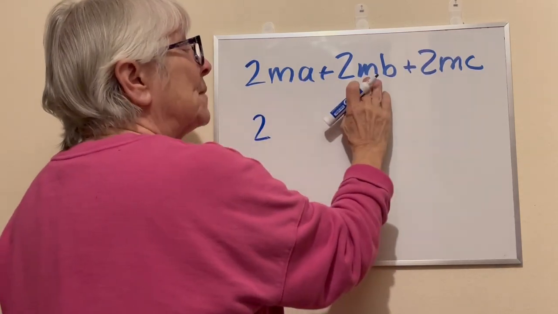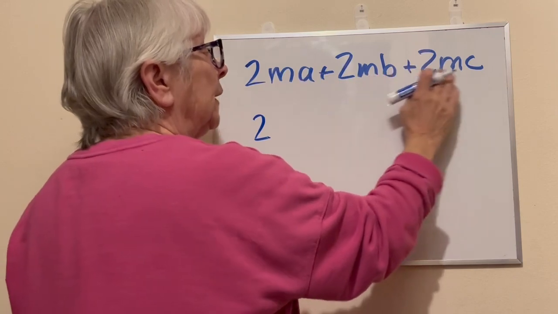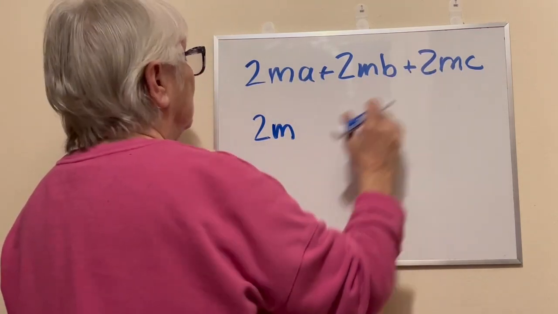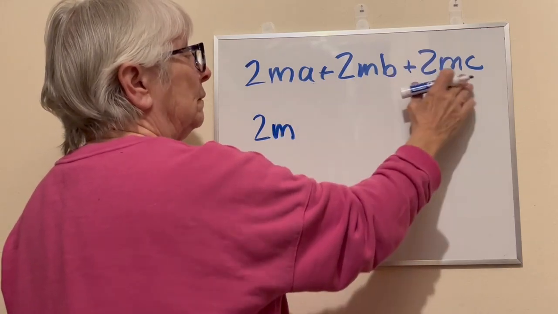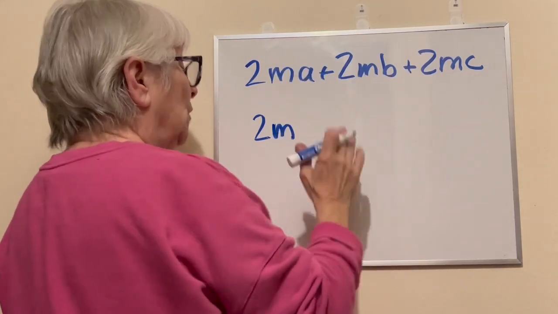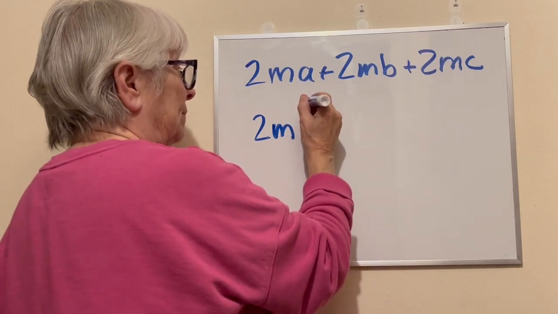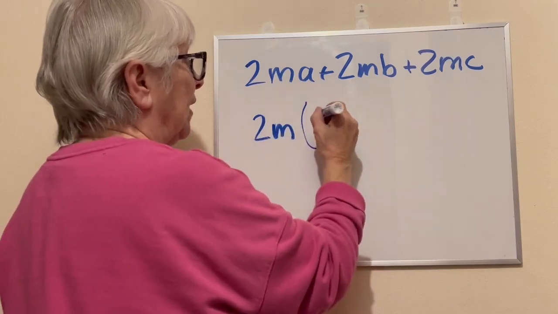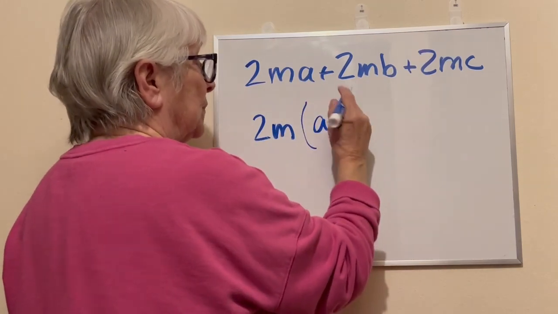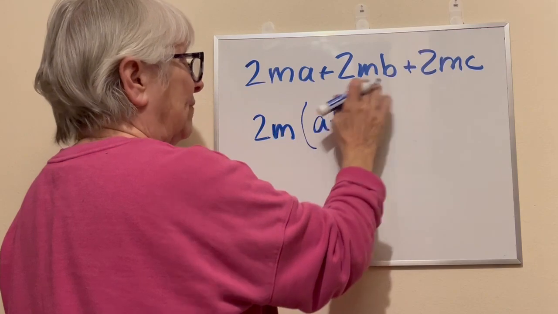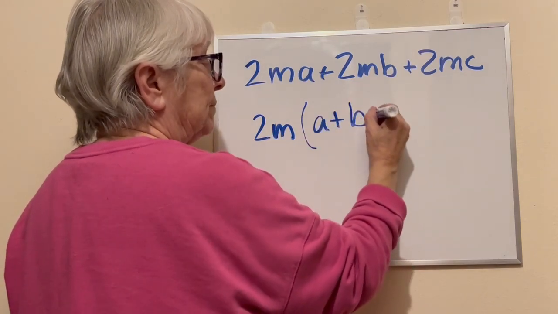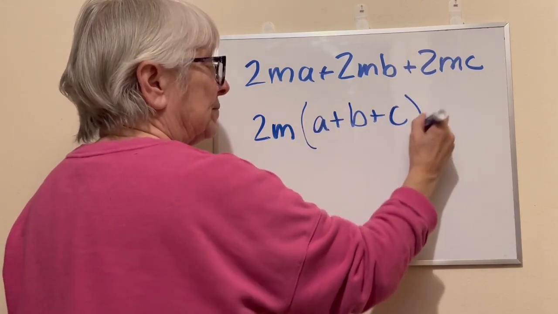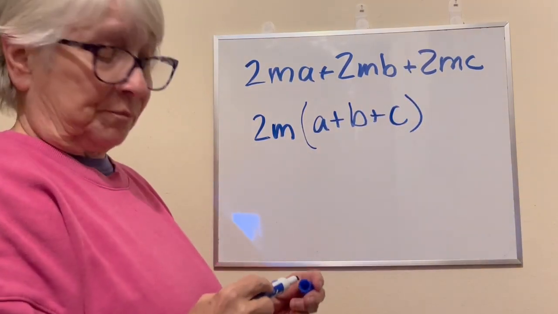I can factor an m out because there's an m to the 1 in everything. Is there an a in everything? Nope. A b? Nope. C in everything? No. That's all I can factor out. So I've got the 2, I have the m, I don't have the a. I have the 2, I have the m, but I don't have the b. I have the 2, I have the m, but I don't have the c. And there I factored it out.